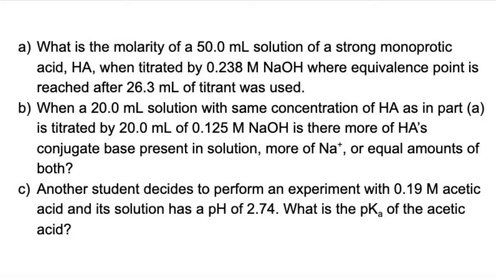So you will have to use your answer from part A to find B. And in C, which is separate from both of them, another student decides to perform an experiment with 0.19 molar acetic acid and its solution has a pH of 2.74. What is the pKa of the acetic acid? Now, go try those on your own and check back with the answers and the answer key that I will provide.